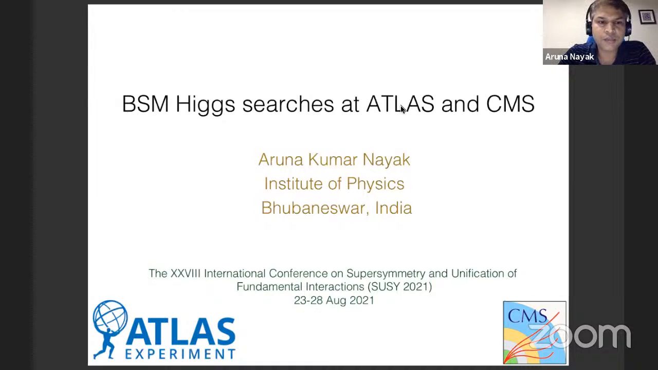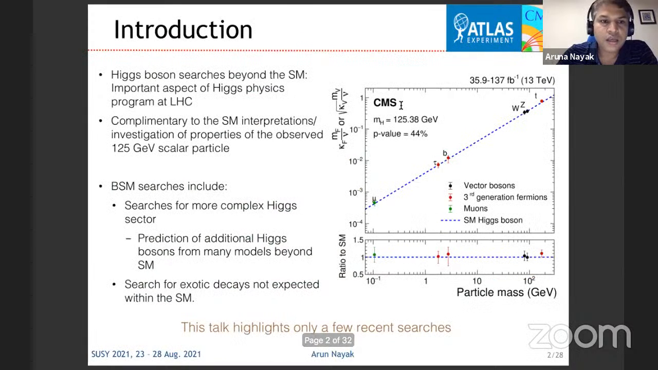I'll be giving results for the BSM Higgs searches at ATLAS and CMS. As you know, BSM Higgs searches are also an important aspect of the Higgs physics program at the LHC, which is complementary to the measurements of the properties of the observed Higgs boson, which we just had in the previous talk. You have already seen the plots shown here and discussed in the previous talk. So I'll discuss the BSM searches only, and the BSM searches in this case include searches for a more complex Higgs sector, which predicts additional Higgs bosons, and also searches for exotic decays which are not expected within the standard model. There are many such searches in ATLAS and CMS, but I'll only highlight a few recent ones.